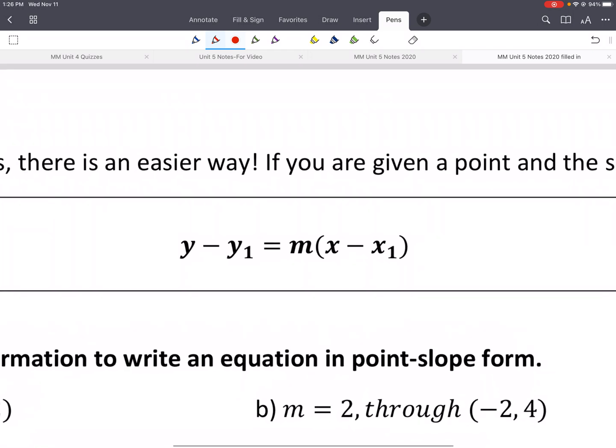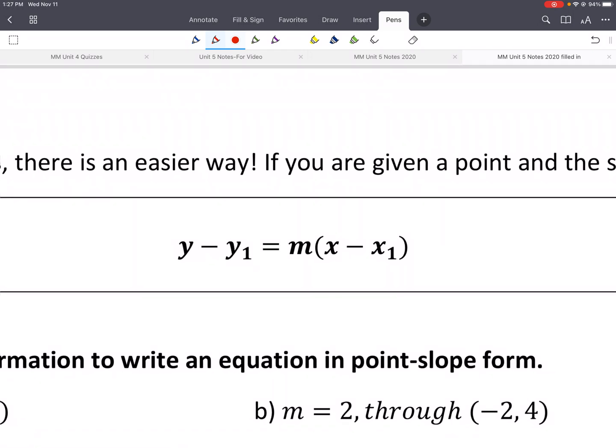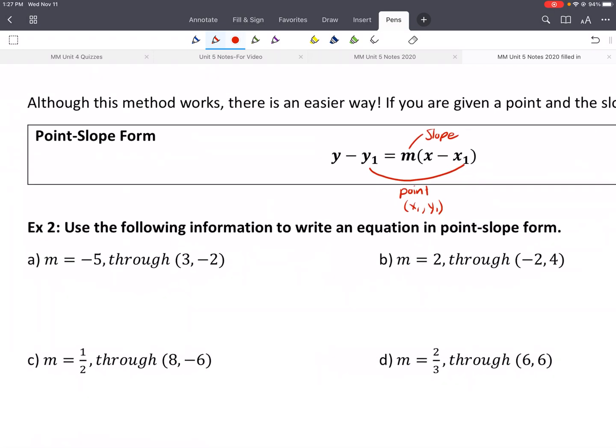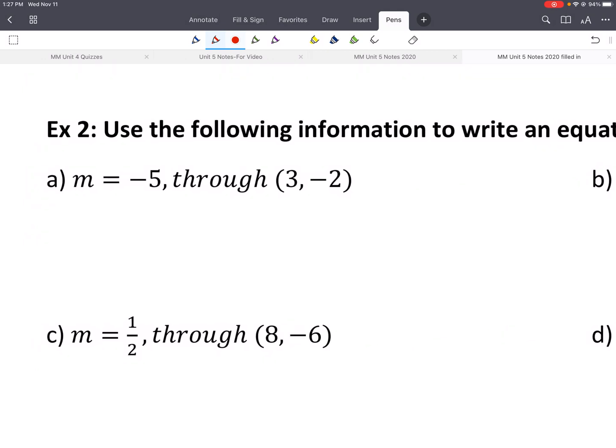Okay, where x1 comma y1 is your point, and then this would be your slope for your point-slope form. Okay, so let's use that form and write an equation in point-slope form. Okay, so here they have the slope and we have a point.